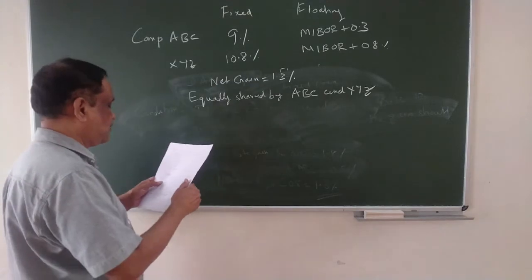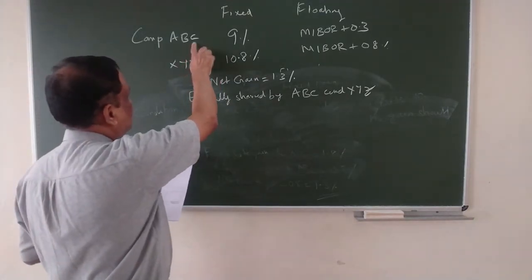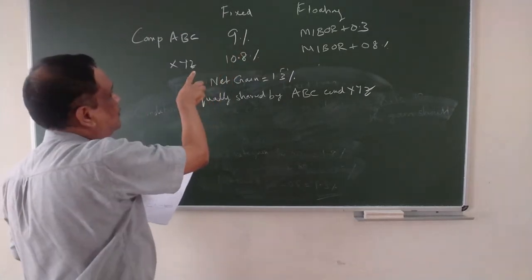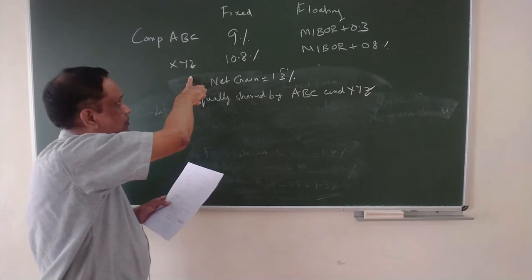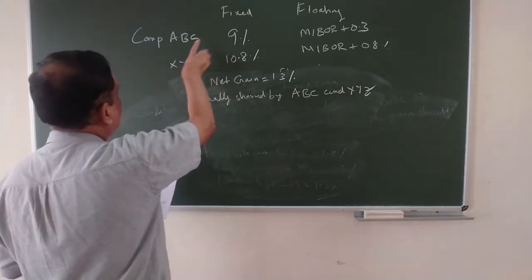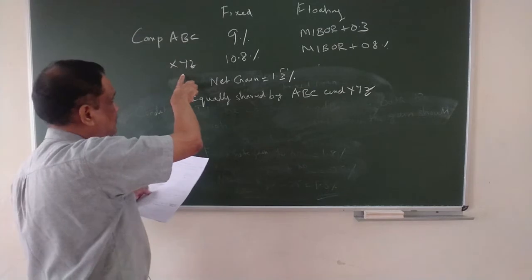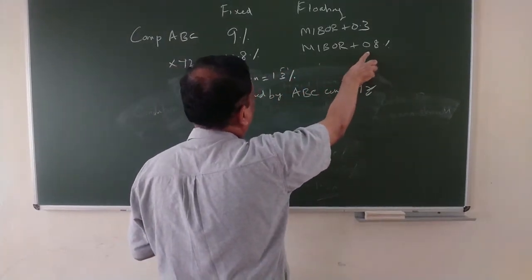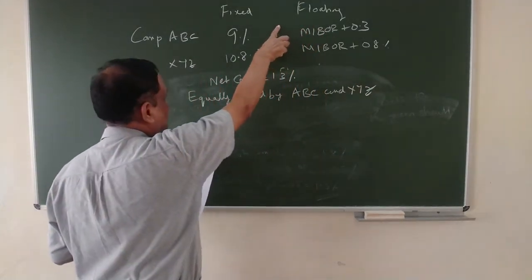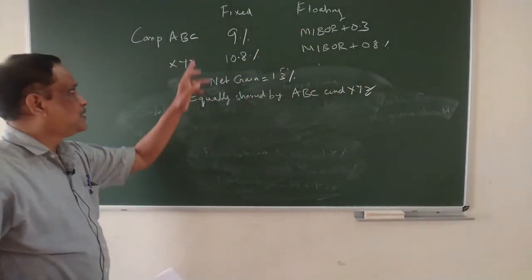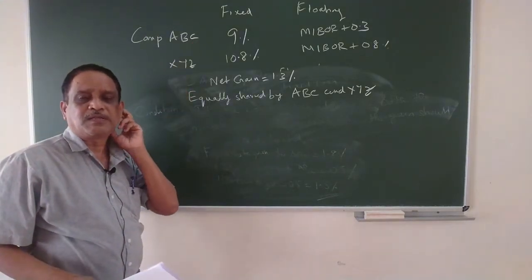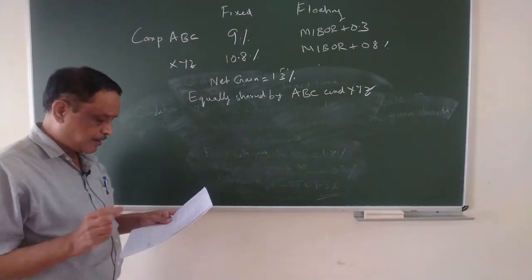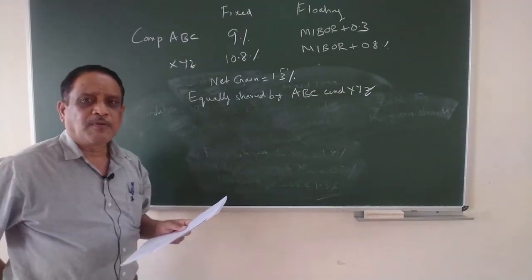Company ABC will borrow fixed rate of loan at 9% and it will give it to XYZ. And company XYZ will borrow at LIBOR plus 0.8 and it will give it to company ABC. As we know, ABC wants floating loan, XYZ wants fixed loan. And in this way, what will be the gain?